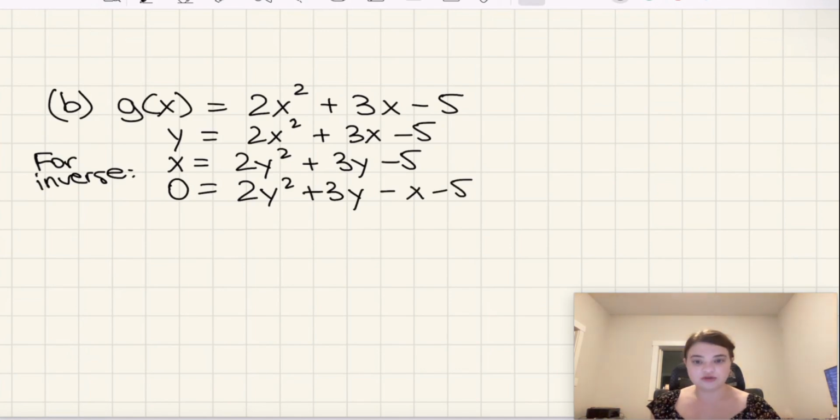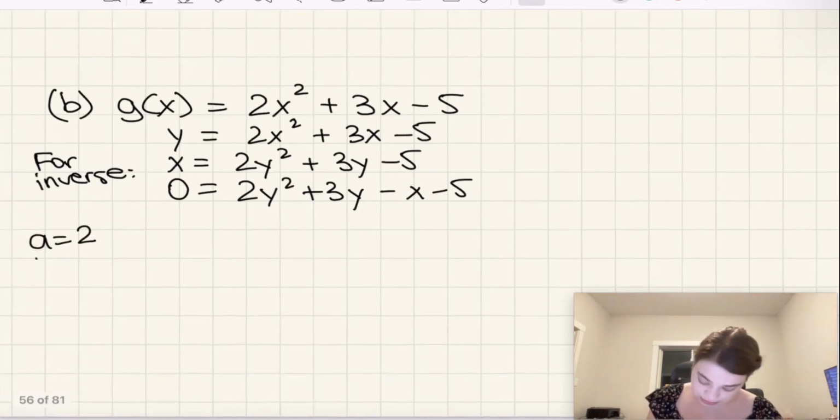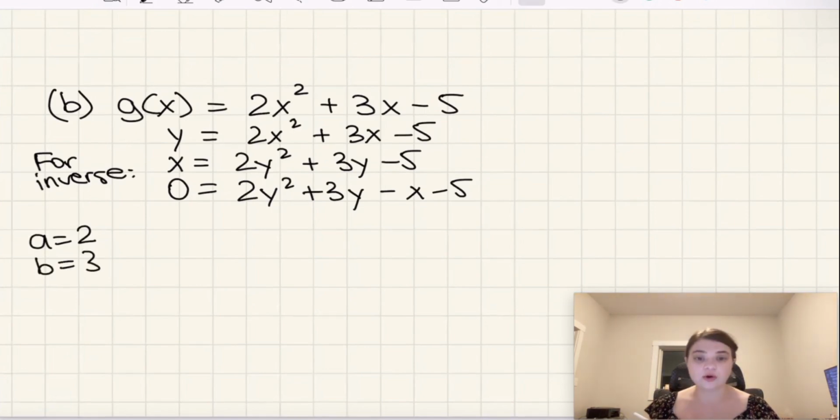And so in this situation, when we solve for y, we get that a is equal to 2, because 2 is our leading coefficient. b is equal to 3, since that's our coefficient for y, which is what we're solving for in this case. And then our constant term, c, is going to be negative x minus 5. Keep in mind here, we're solving for y, and so we're not treating x as what we're solving for. We're just treating x as part of our constant, a part that we don't know what it is.